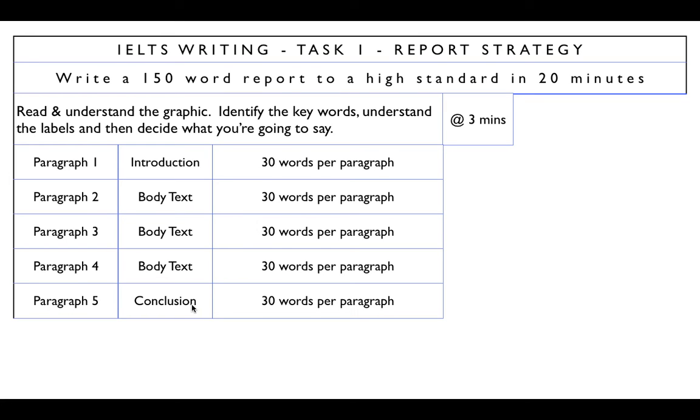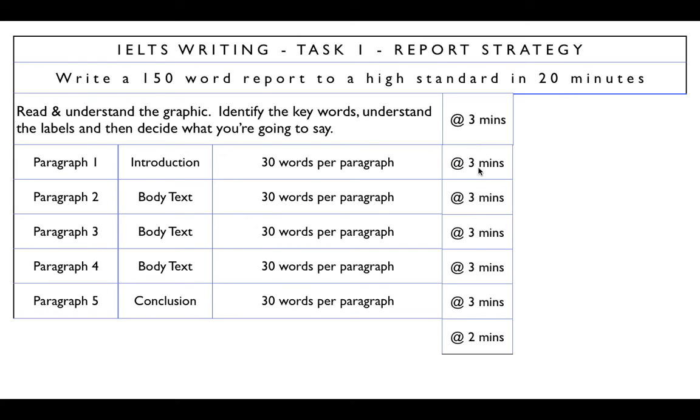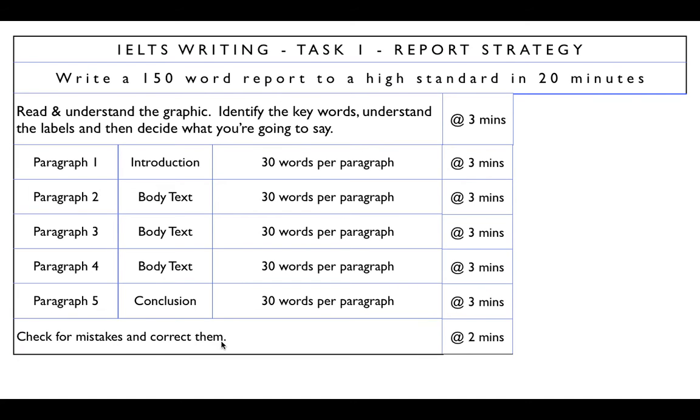Now, of course, in real life, it's never always this simple. You might have 15 words in the introduction and maybe 40 or 50 words in the body text. But as a strategy, let's go with this 5 paragraph, 30 words per paragraph approach. For that, you'll need 3 minutes per paragraph and 2 minutes to check for mistakes and correct them at the end. Remember, every mistake that you find before the examiner is another point in your pocket. So that's 150 words in a total of 20 minutes.